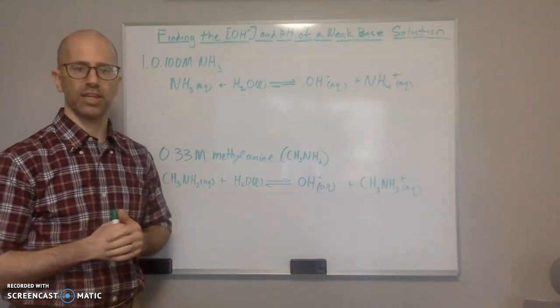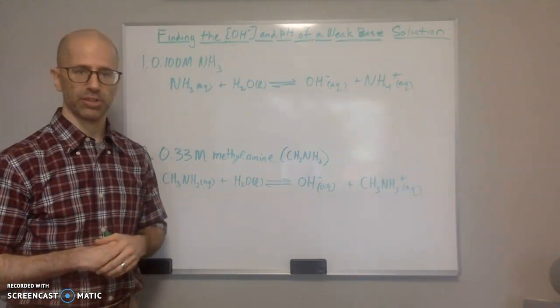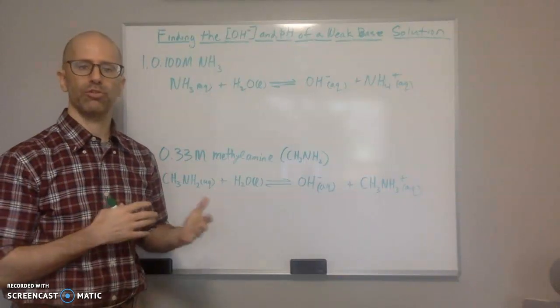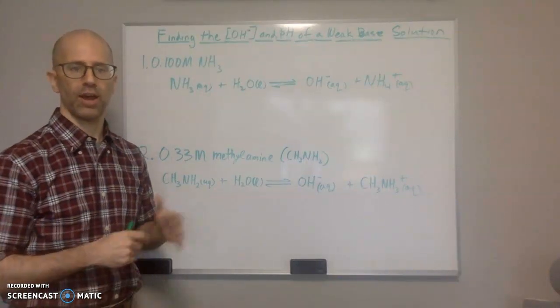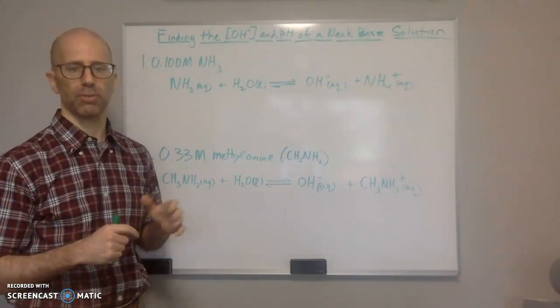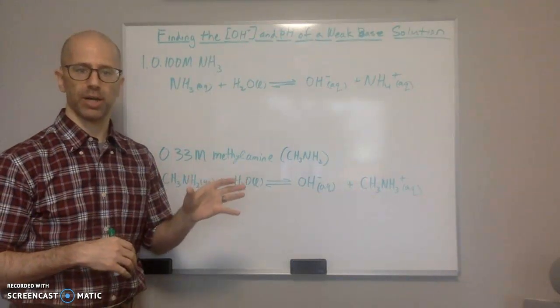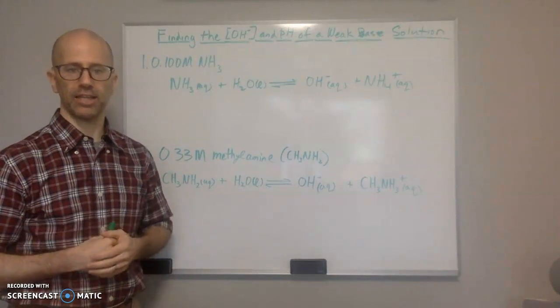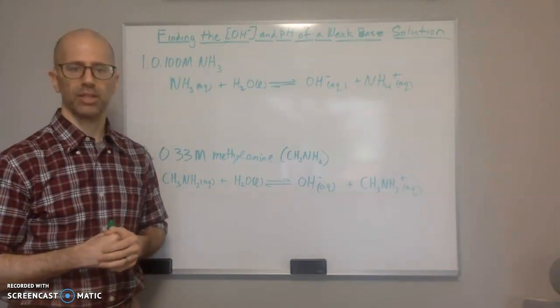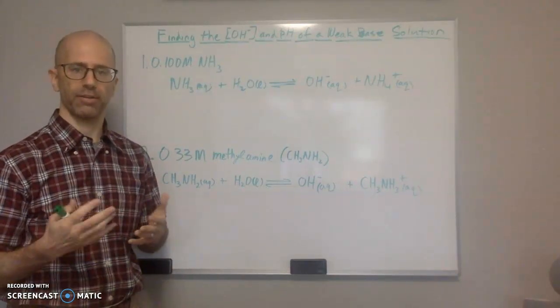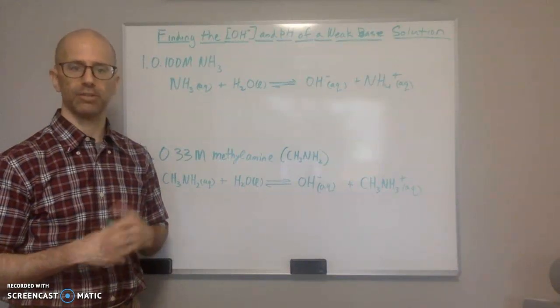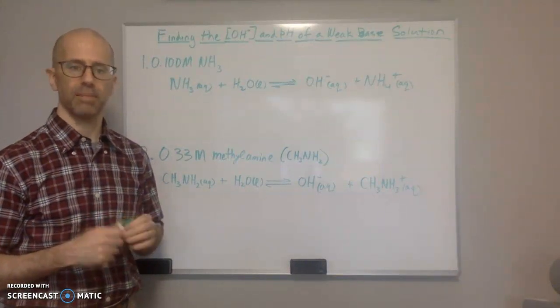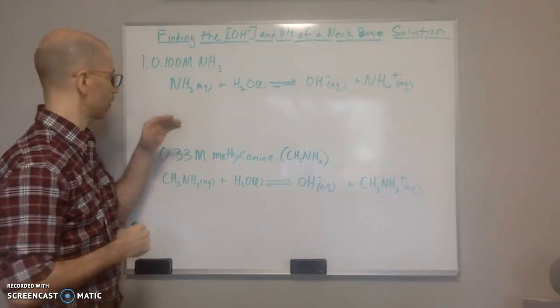Make sure that the x is too small approximation is valid, and then use the equation where Kw is equal to the product of your H plus concentration multiplied by your OH concentration to find the H plus concentration. And then from there you can take the negative log to find the pH. So let's start with the first problem.